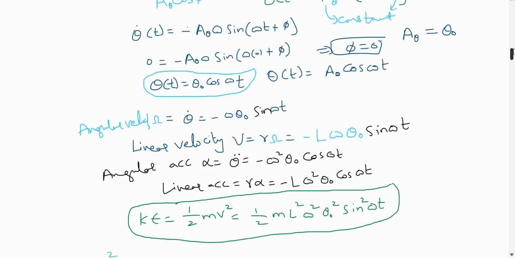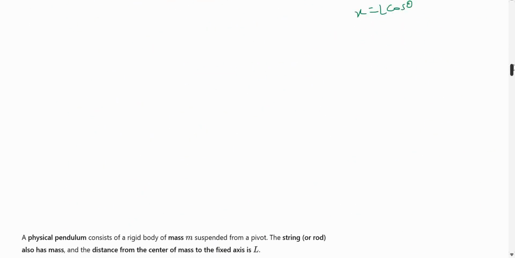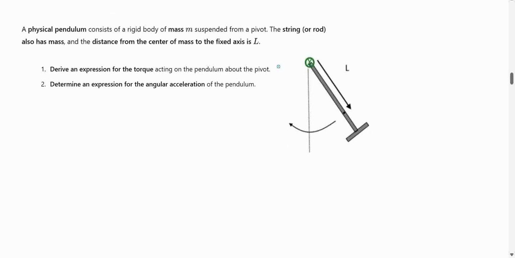We are done with the second question here. Now let's look at the third question. A physical pendulum consists of a rigid body of mass m suspended from a pivot. The string or rod, so basically this is a rod, also has a mass, and the distance from the center of mass to the fixed point is L. Here the center of mass is this point, as you can see, and the distance from the fixed axis is given as L.